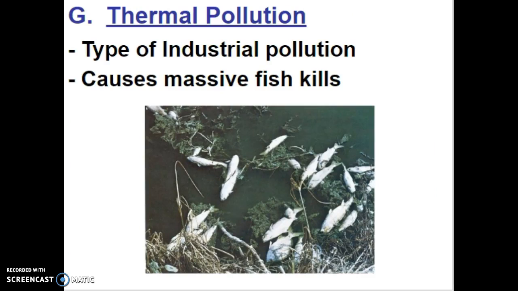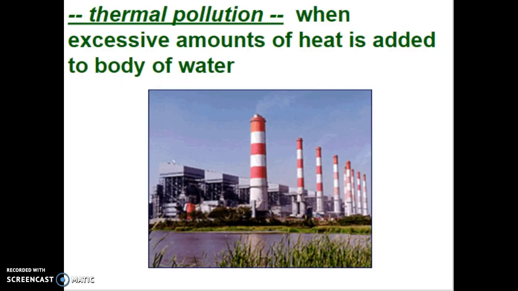Thermal pollution is another thing. When you think, oh, hot and cold water, how bad can that be? There's no chemicals in it. But remember, everything relies on average temperatures. So when we talk about industrial pollution, we need to look at not putting water into a freshwater ecosystem that has been heated or cooled excessively, because that can cause massive fish kills. So this is when, again, excessive amounts of heat are added to water. It's going to raise the temperature. It'll throw off the balance of the ecosystem.